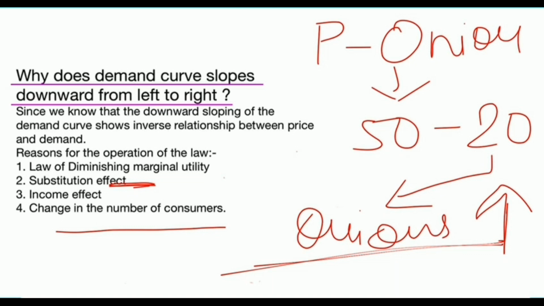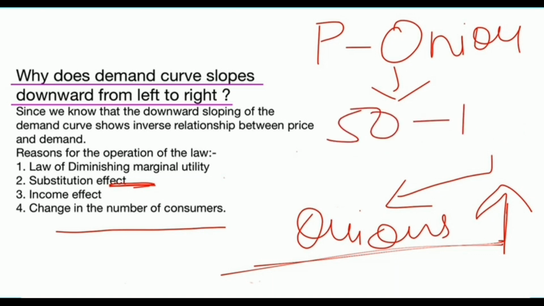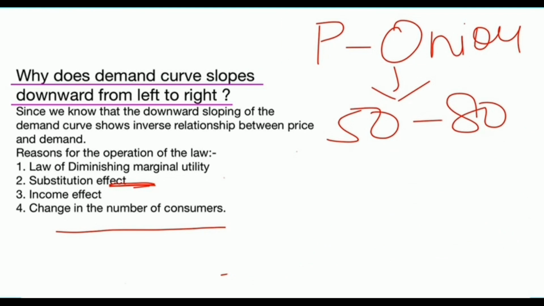In case the price increases, for example from 50 to rupees 80, in the same manner, vice versa, the demand for that particular good will decrease and the consumer will not purchase that good. So this is all about why the demand curve slopes downward from left to right. I hope you have got the answer now.